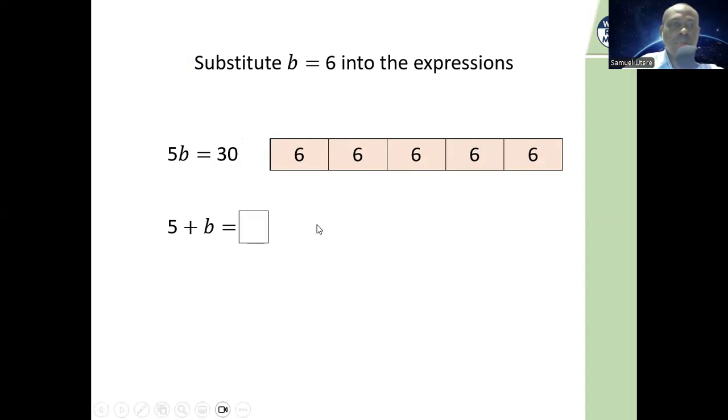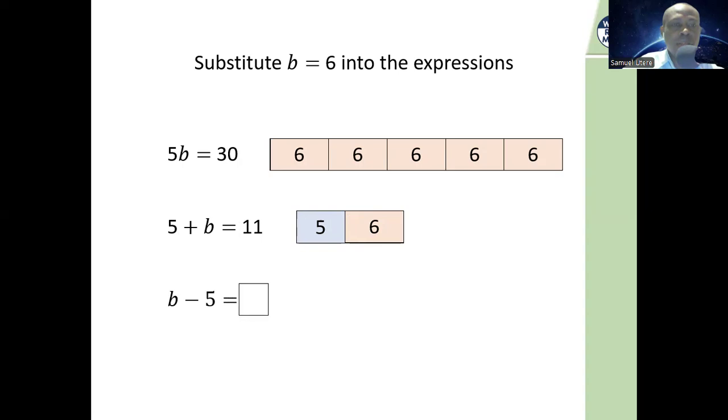If I say you should do 5 plus b, of course, if we represent this as a bar, remember we always add the bars, we'll have 5 and then a bar for b. So if we substitute b with 6, then if we add the bars, we'll see that our answer is 11.